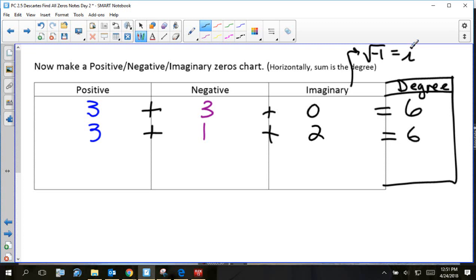So imaginaries will never be one, or three. They will always be even amounts. Always even.